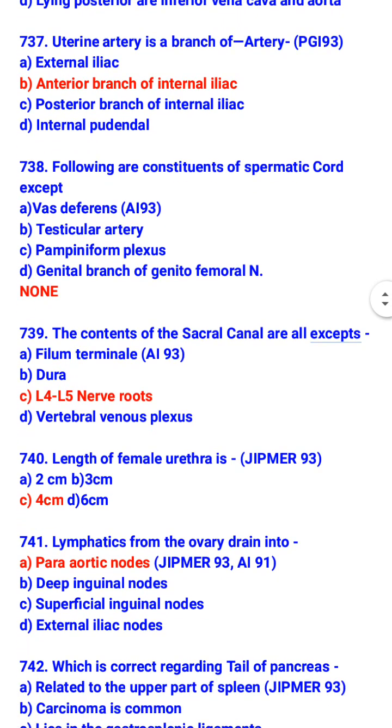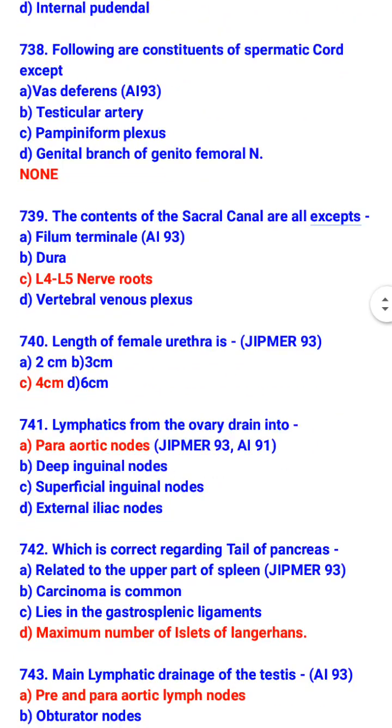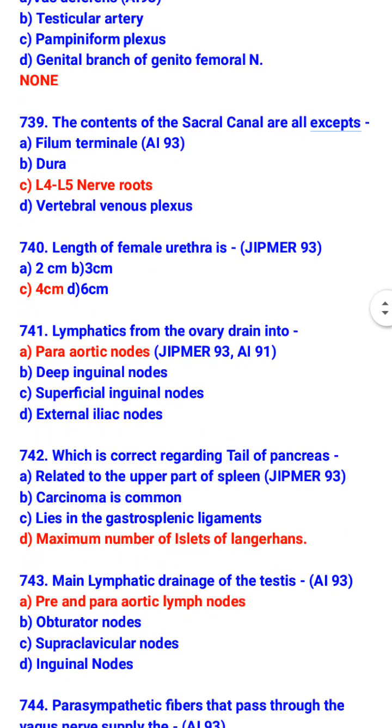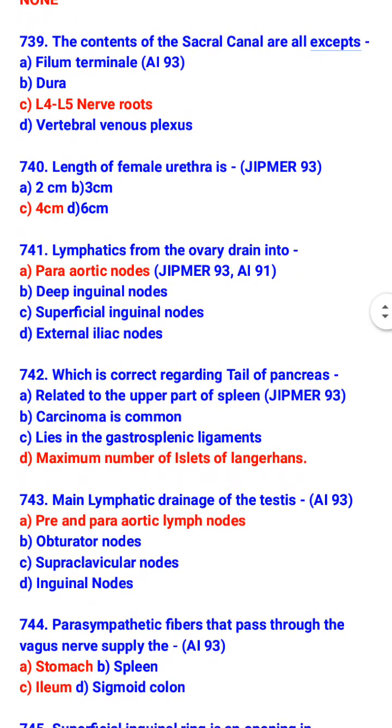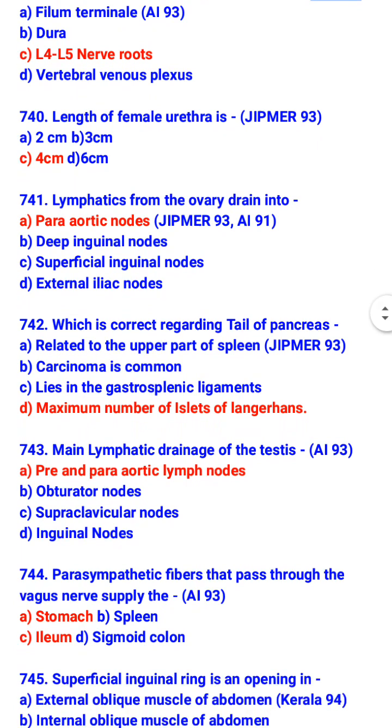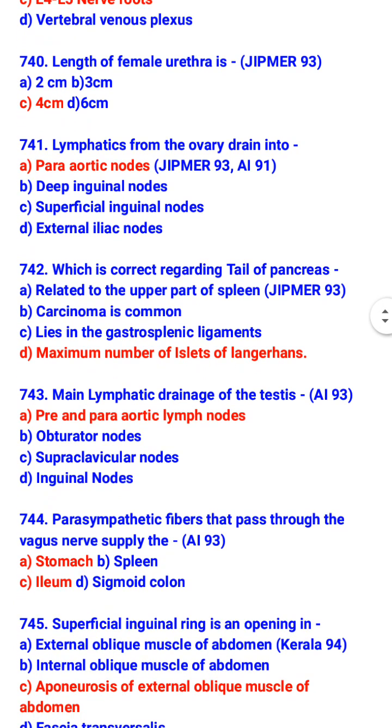The contents of the sacral canal are all except L4, L5 nerve root. So the contents of sacral canal are filum terminale, dura, and vertebral venous plexus. Length of female urethra is 4 cm. Lymphatics from the ovary drain into para-aortic node. Which is correct regarding tail of pancreas? Maximum number of islets of Langerhans. Main lymphatic drainage of the testis is pre and para-aortic lymph node.